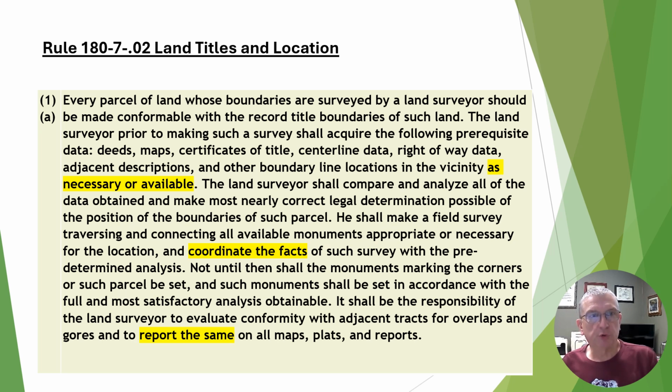We start with Rule 180-7-.02, Land, Titles, and Location, Part 1A. Understand this is the very first rule under the minimum technical standards for property surveys within the realm of board rules for the Board of Registration for professional engineers and land surveyors. So this is the very first rule, and this is the very first rule for a reason.